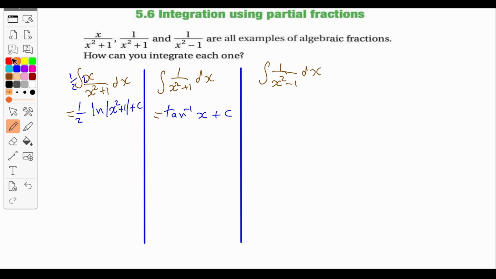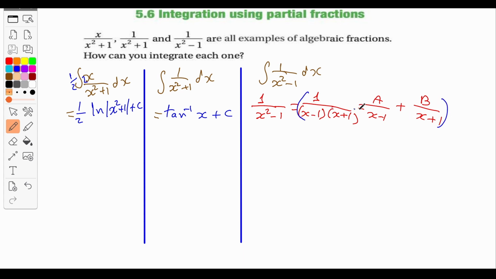algebraic fractions. So 1 over x squared minus 1: if we factorize this difference of two squares, it could be written as x minus 1 times x plus 1. That will be a over x minus 1 plus b over x plus 1. Now we need to find the values of a and b. That comes if we multiply the whole left hand side and right hand side by this denominator, x minus 1 times x plus 1.